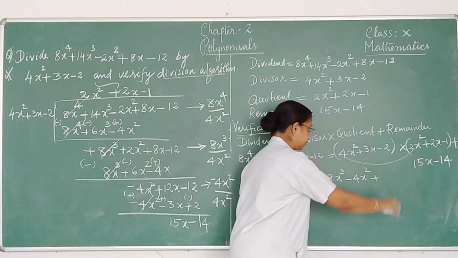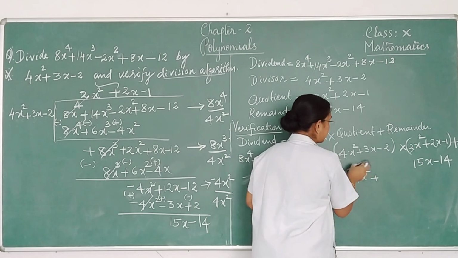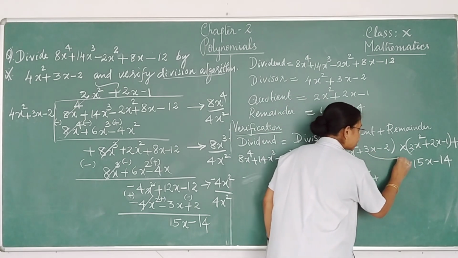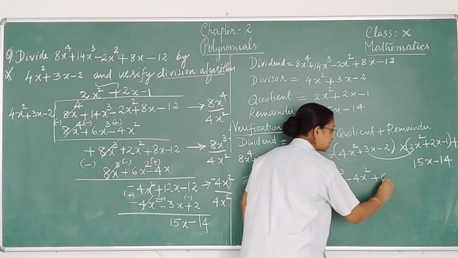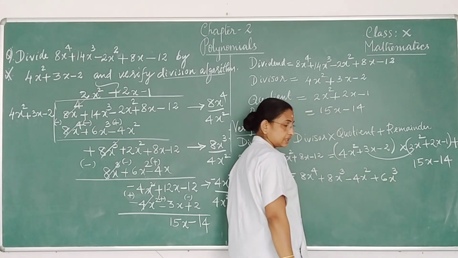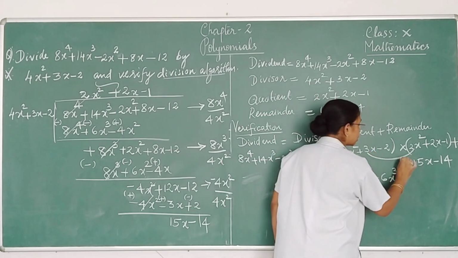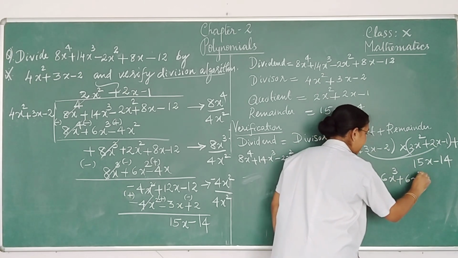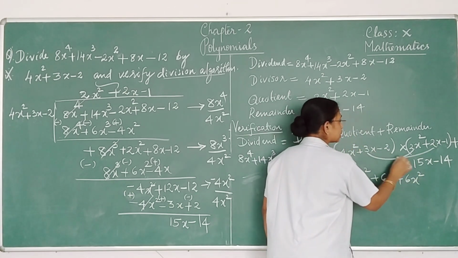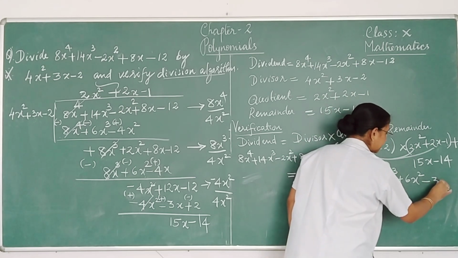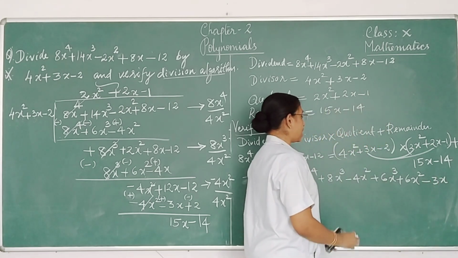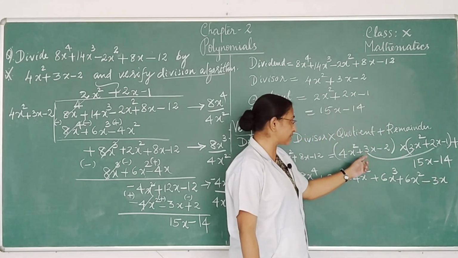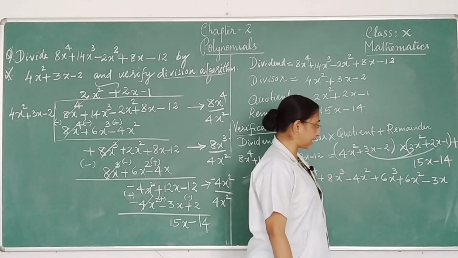Plus, next term 3x I am going to multiply. 3x into 2x square, that is 6x cube. Next is 3x into 2x. 3 into 2 is 6. x into x is x square. 3x into minus 1, minus 3x. So, I multiplied the second term 3x with each term in the second bracket.